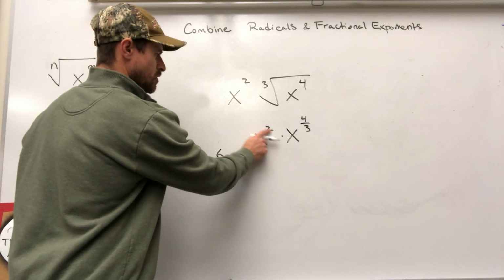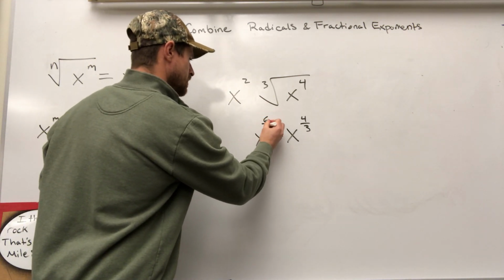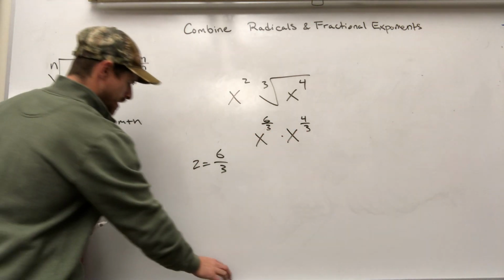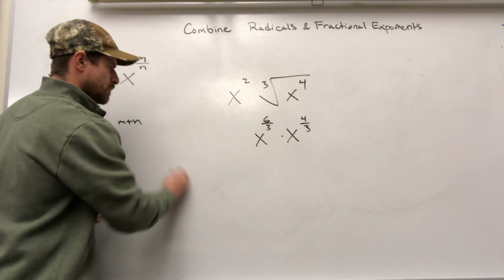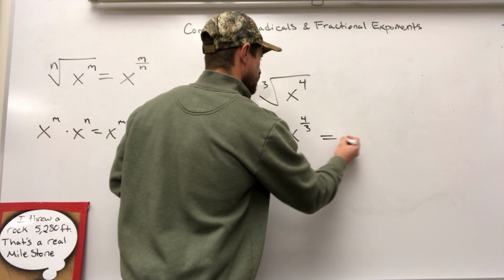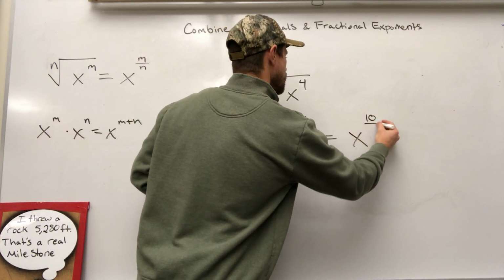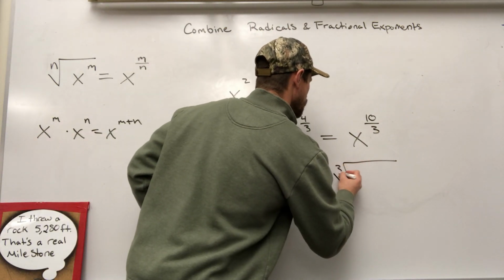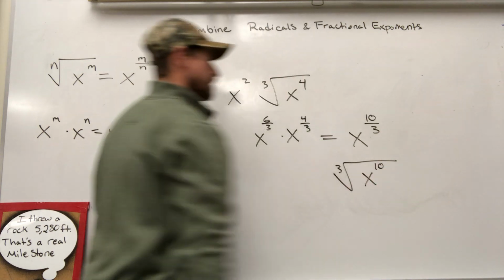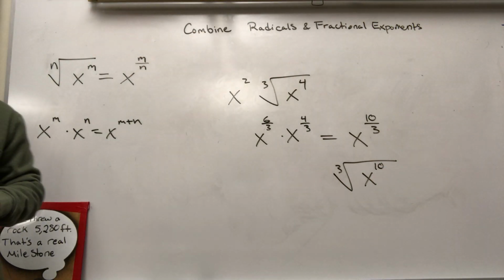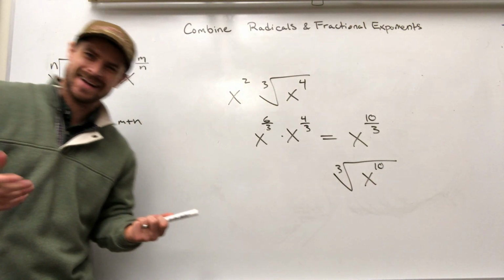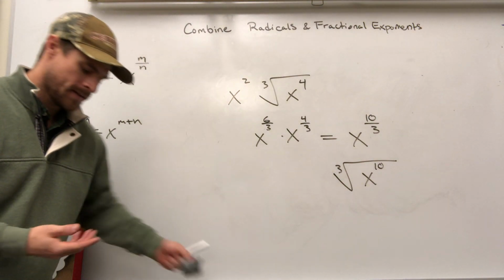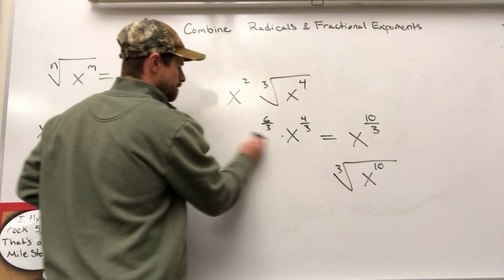So let's just change this 2 into a 6/3. Now I can add these two together. Hey, look at that. 6/3 plus 4/3 equals 10/3. And this could also be written as cube root x to the power of 10. Are we getting it? All right, I think we're doing okay. I think we're doing all right. We got one more problem to finish up with. You guys got this.